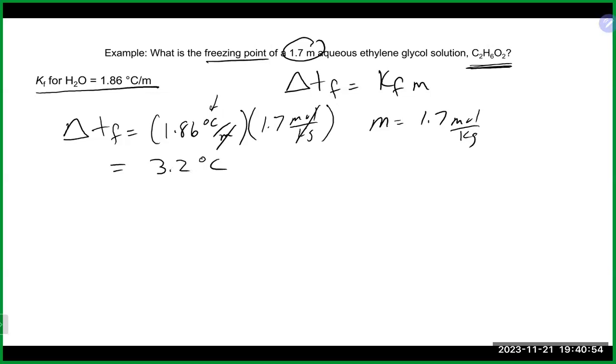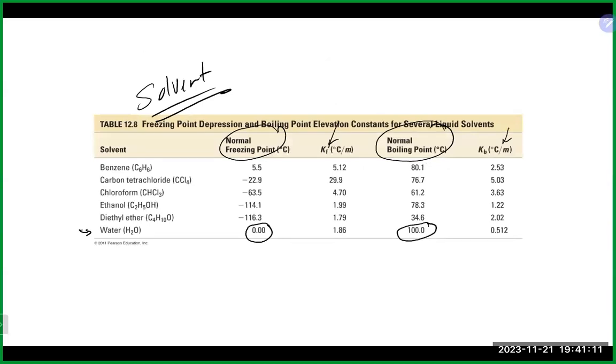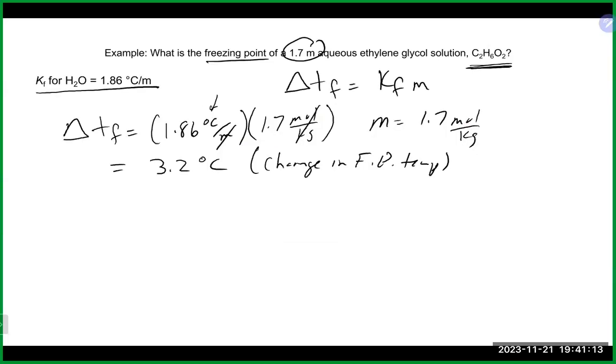Is that the answer? That is not the answer. That is, again, only the change in freezing point temperature. And it would not make sense because this should be a freezing point depression, which means our temperature should be lower than what we started with. The normal freezing point temperature for water is 0 degrees Celsius. So if this froze at 3.2 degrees, that's not good, right? That's not going the right way.